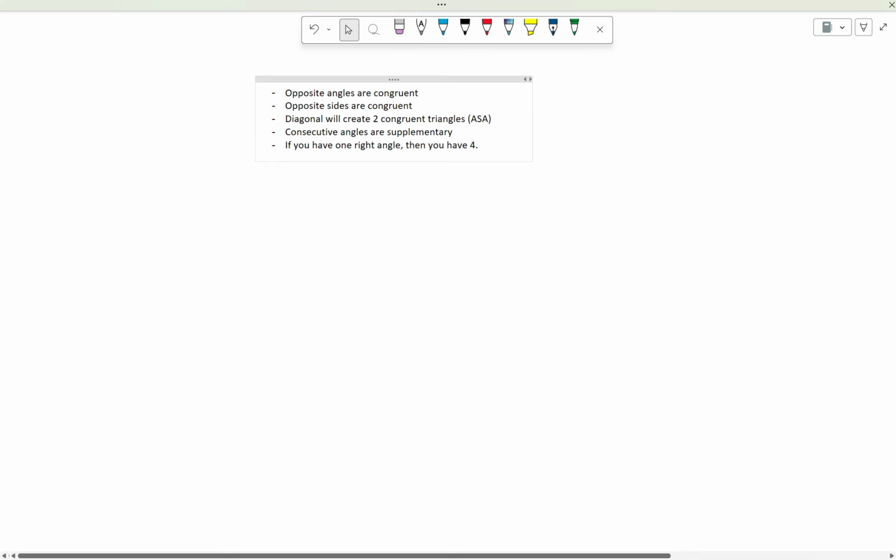Why? Well, because of all the congruence that you're going to have, right? And moreover, because if one's a right angle, its supplement is also going to have to be a right angle, and that's the next consecutive angle. The opposite angle will be congruent, which would also be a right angle. And then, of course, the interior angle sum of 360 for the quadrilateral is going to make the other one have to be 90 as well. 90, 90, 90, 90 for 360. Next.